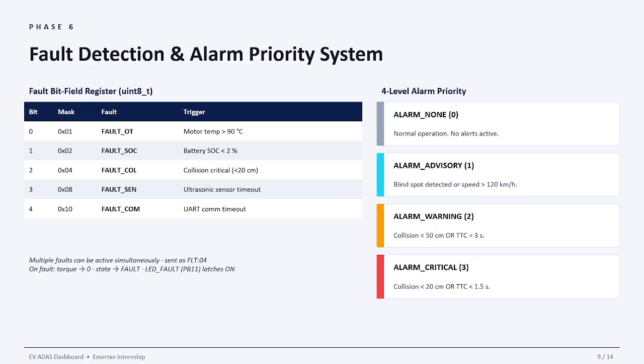And next thing, alarm priority. The project also defines four alarm levels. Alarm none. This means everything is normal. Alarm advisory. This is the lowest priority. It is used for situations like overspeed and blind spot detection. Alarm warning. This indicates a potentially dangerous situation. For example, an obstacle less than 50 centimeters. And alarm critical. This is the highest priority. It occurs when an obstacle is closer than 20 centimeters.